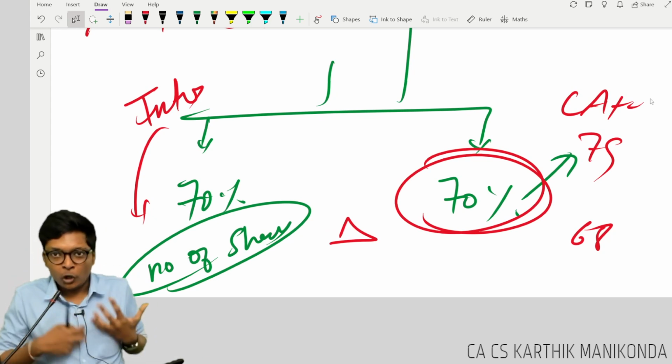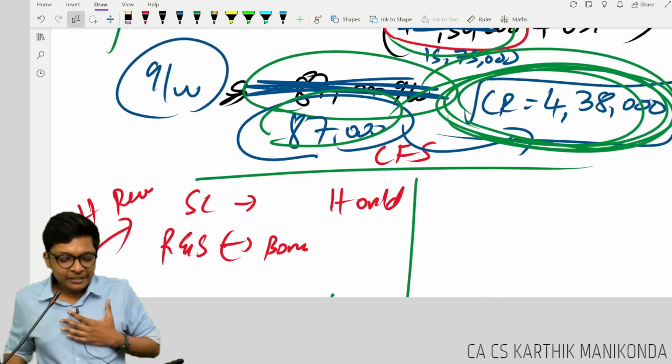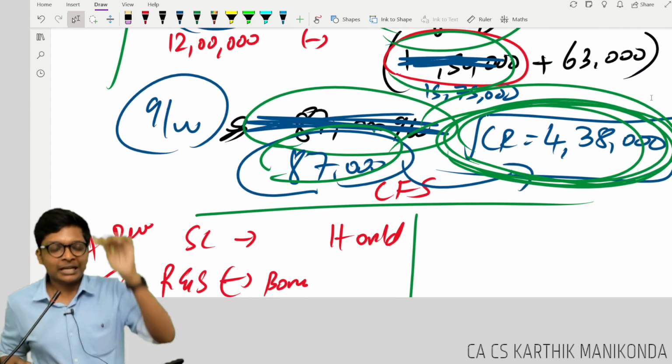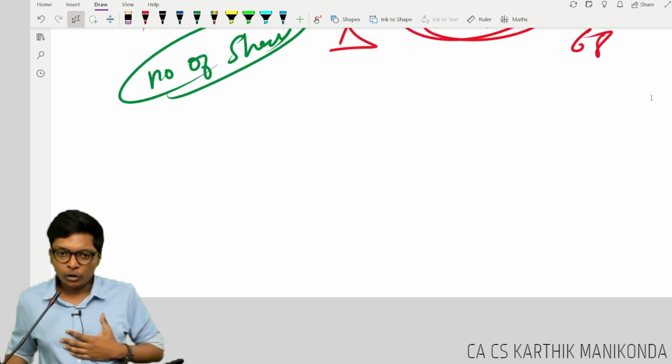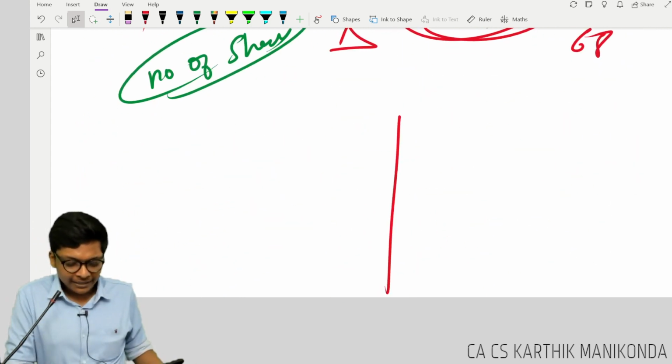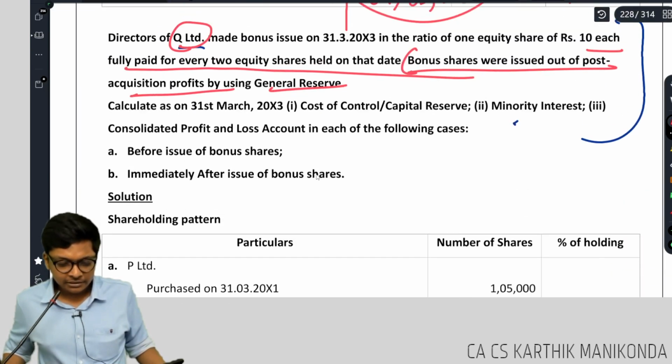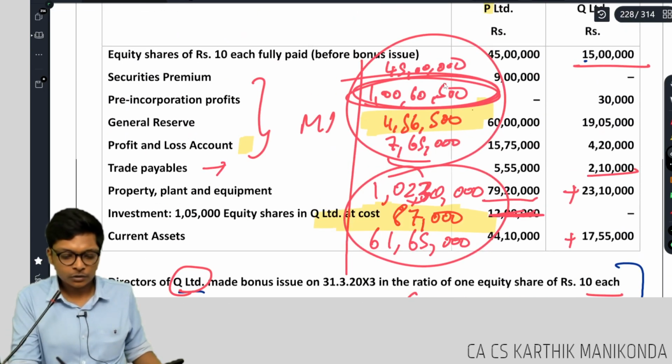Lot of concept. I don't know how many of you are getting the concept, but even if you don't get the concept, I gave you steps. Close your eyes and follow those steps. You will get the consolidated balance sheet. Following, guys. Now we will go prepare the balance sheet again. Yes. Sir, the new pattern.